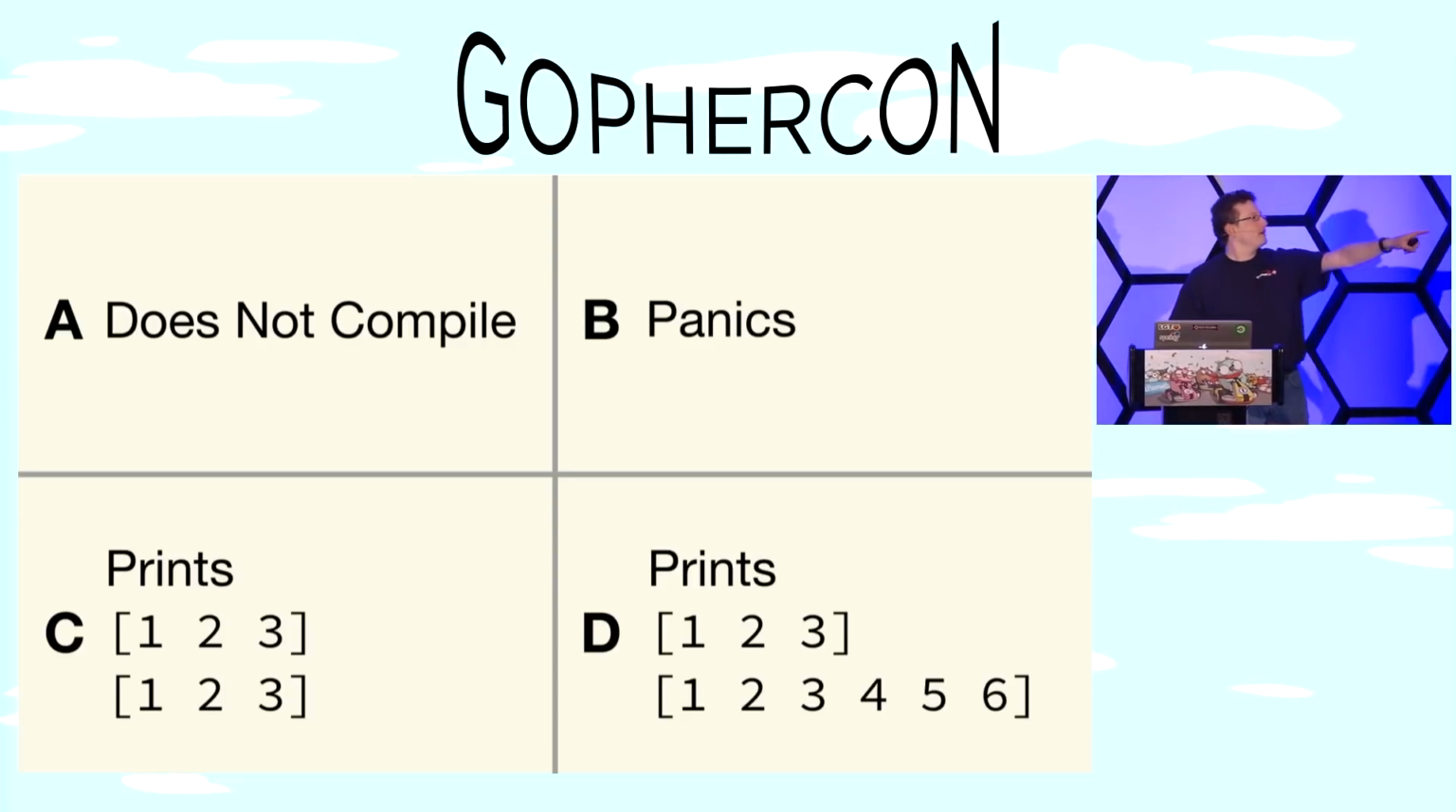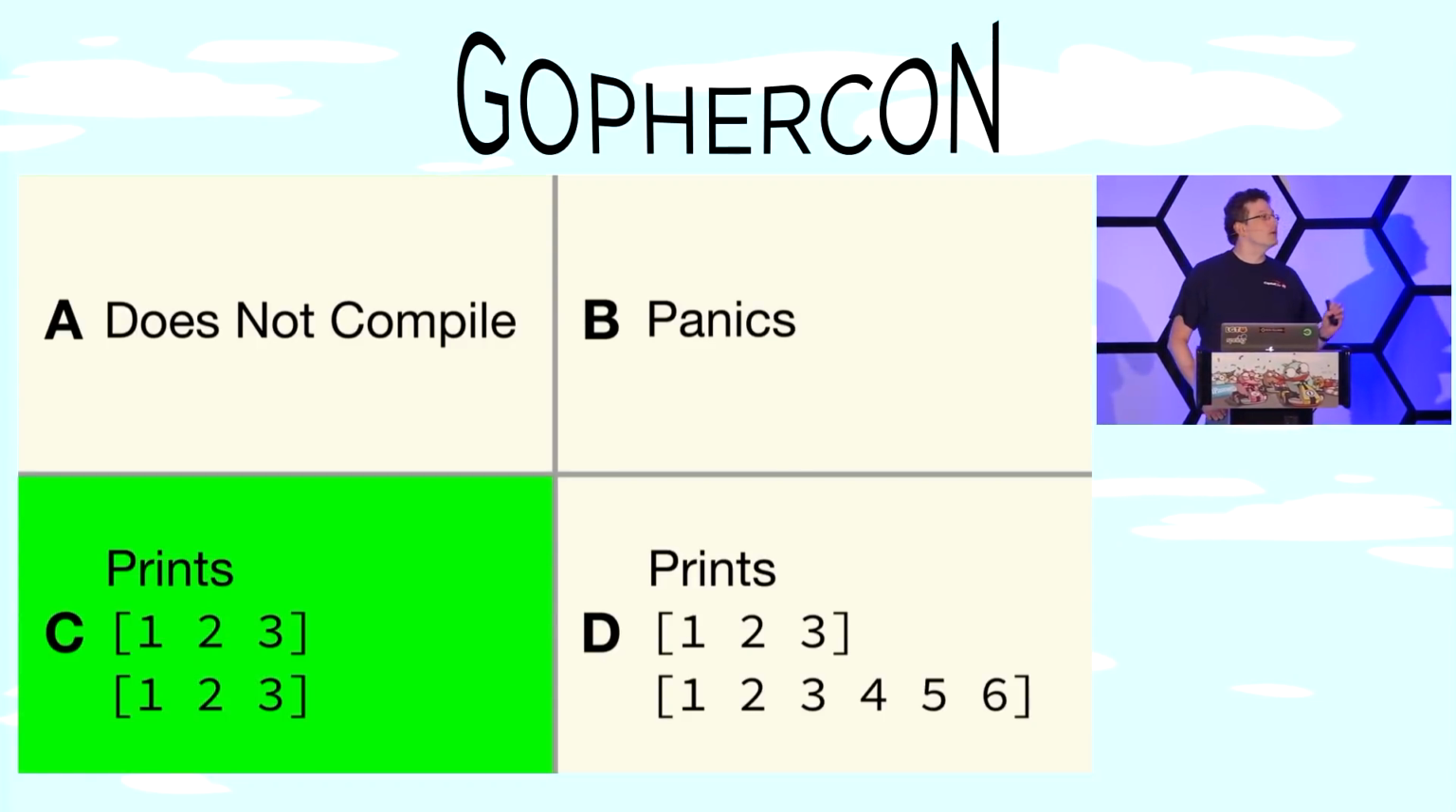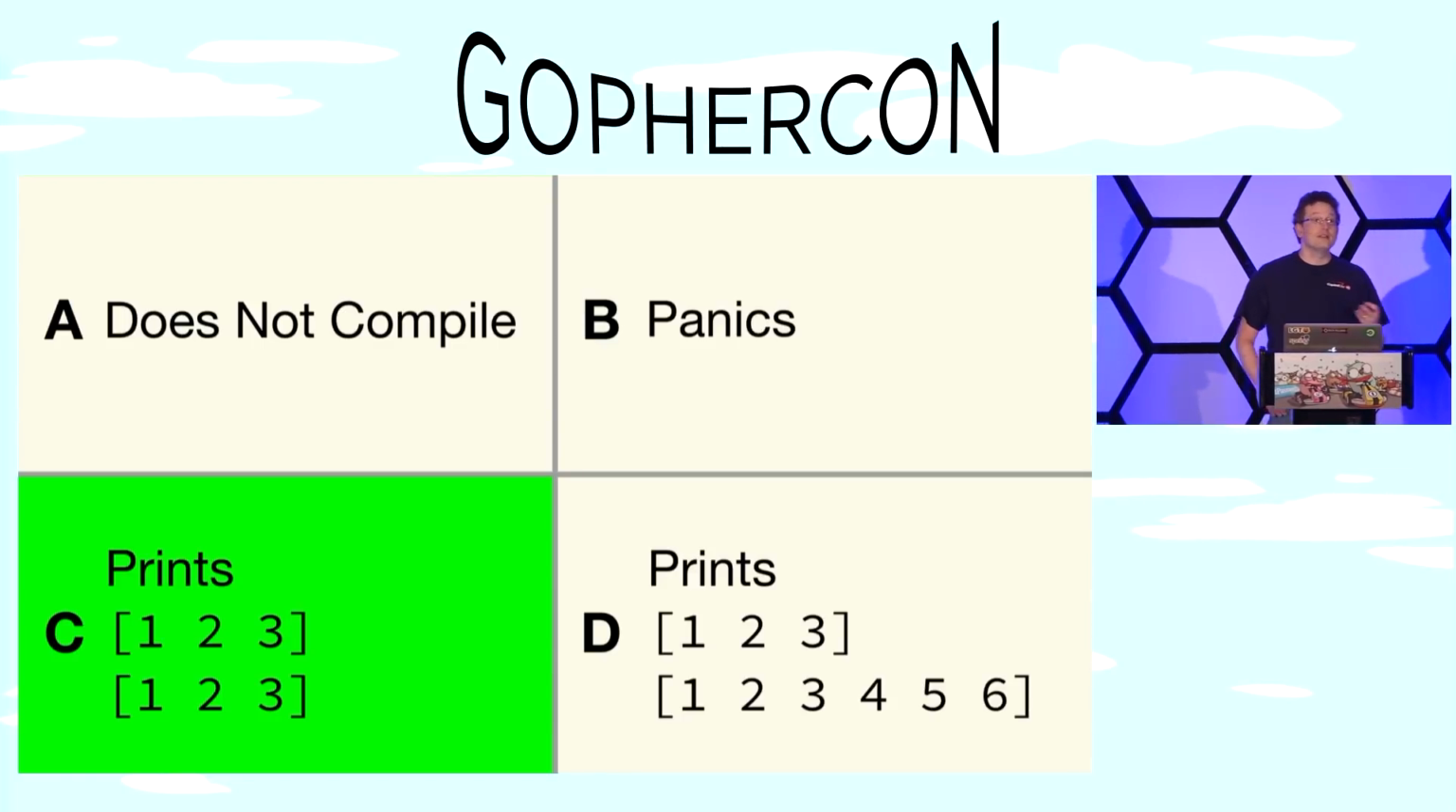All right. Okay, a couple people. All right, well, the correct answer is C. It prints out 1, 2, 3 twice, and the function call does nothing.